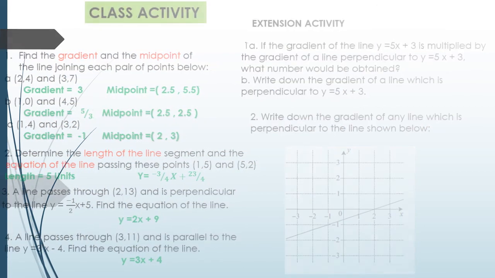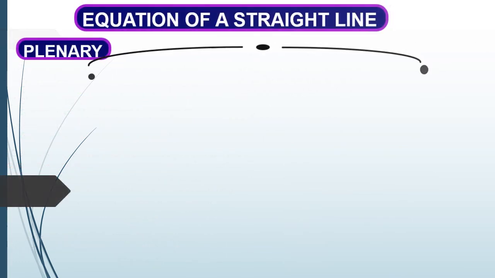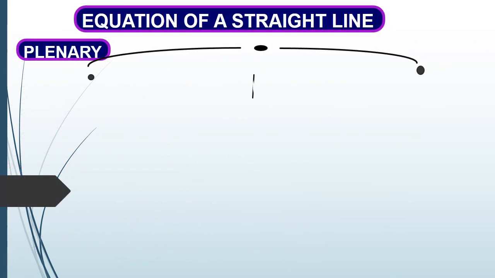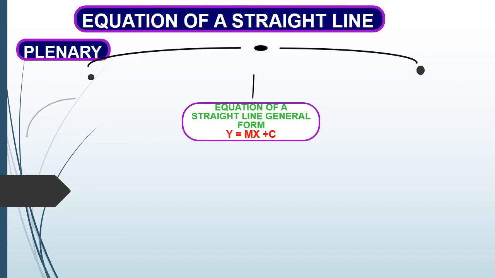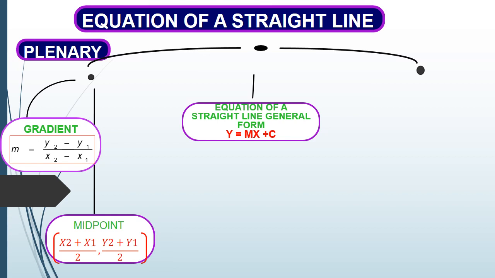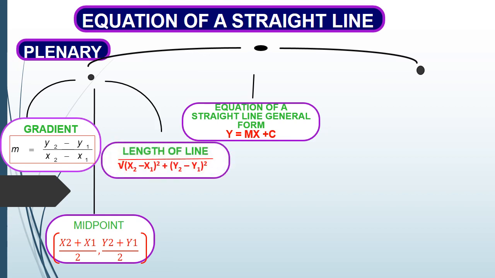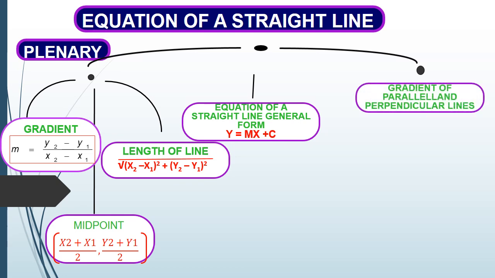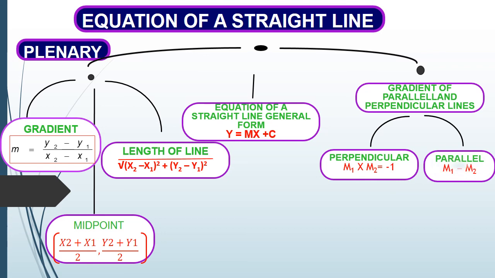Now, we summarize our work for today by looking at the general form of the equation of a straight line, the gradient of a line, the midpoint, the length of a line, the gradient when we have parallel lines, and perpendicular lines.